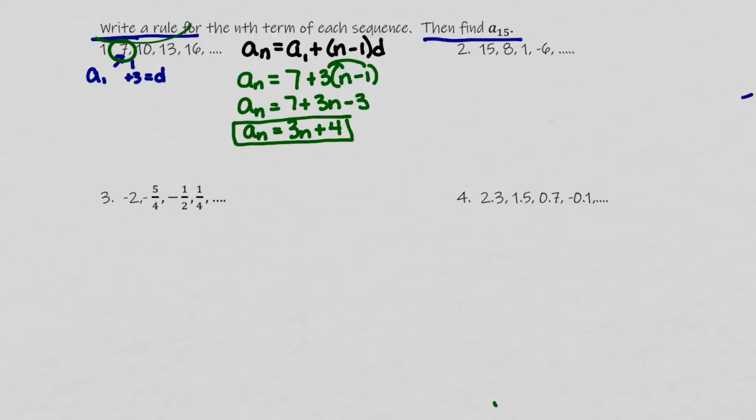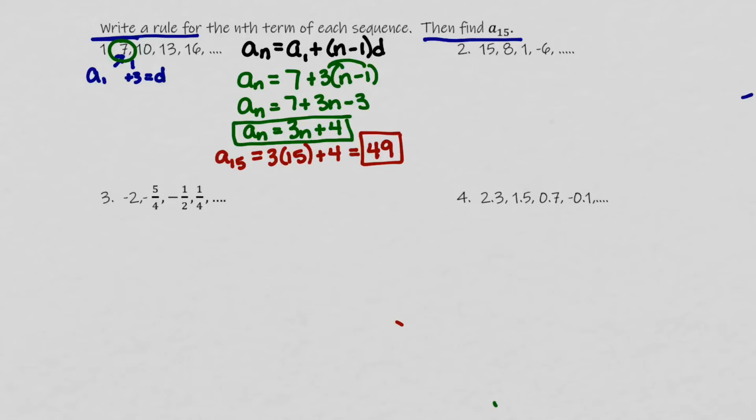It says write a rule, so we just did that. But then it wants us to find the 15th term. So to find a_15, that means n is 15. So 3 times 15 plus 4. Well, 3 times 15 is 45, plus 4 is 49. So there's the 15th term.